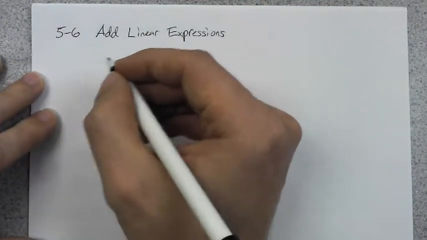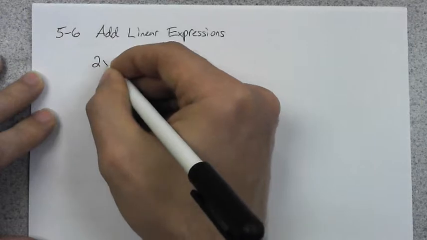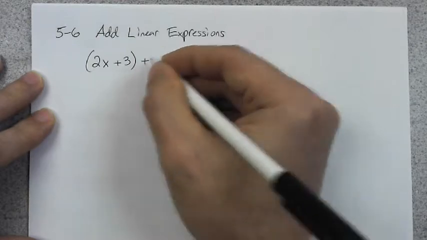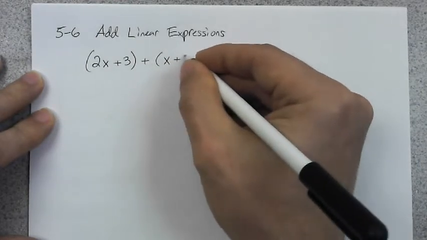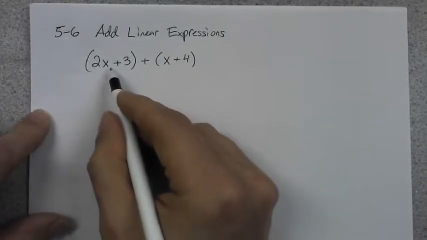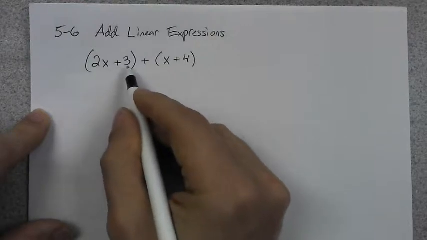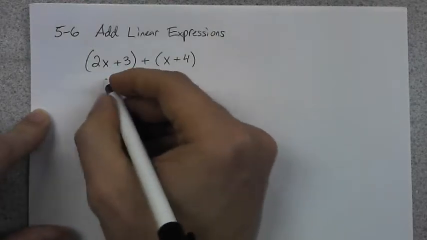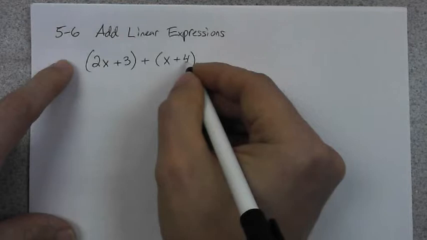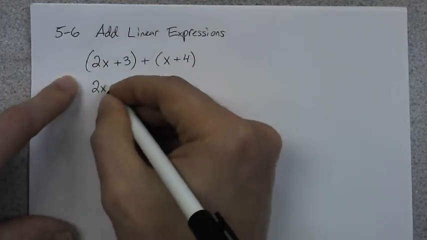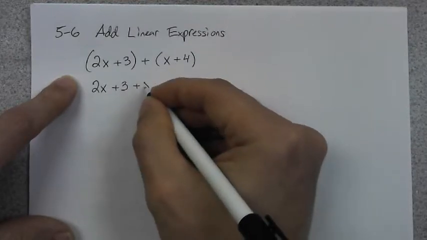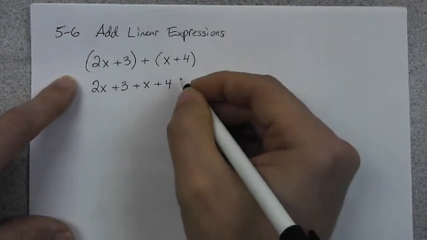So, the best way to show you this is with examples. So let's take a look. Let's say I had 2x plus 3. There's one expression, and I want to add this expression right here. Basically, I'm simply going to add like terms. First, I'm going to get rid of these parentheses since there's nothing outside being multiplied by the terms inside. So I'm just going to write this as 2x plus 3, plus, there's nothing in front of that x, so just plus x plus 4.